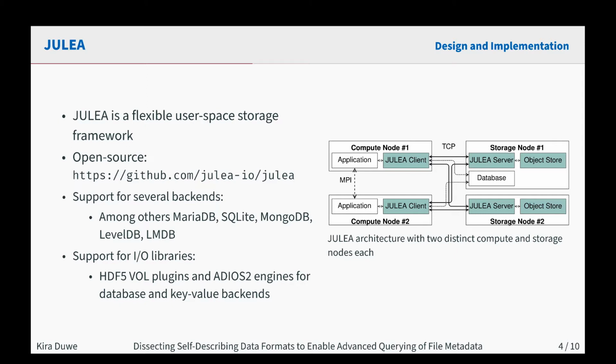So when using JULEA, the application interacts with one or several JULEA clients, and the clients communicate with the backends. And the backends are managed by server processes on the appropriate nodes. And the backend interfaces are very generic, so that the actual implementations can be easily exchanged. So it is possible, just by adapting the configuration, to switch the database backend, for example, from SQLite to MariaDB.